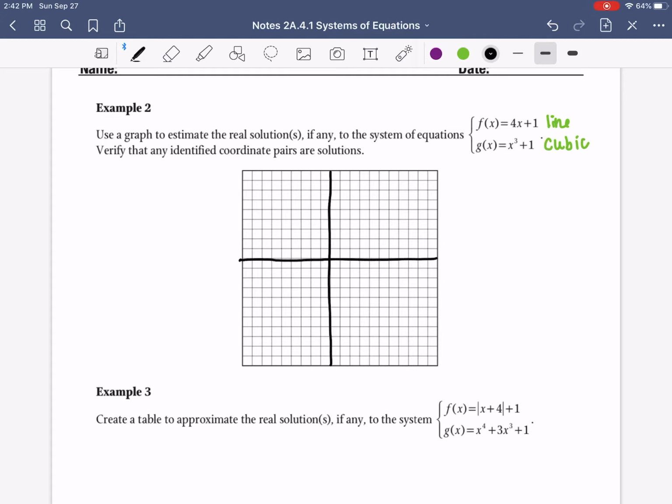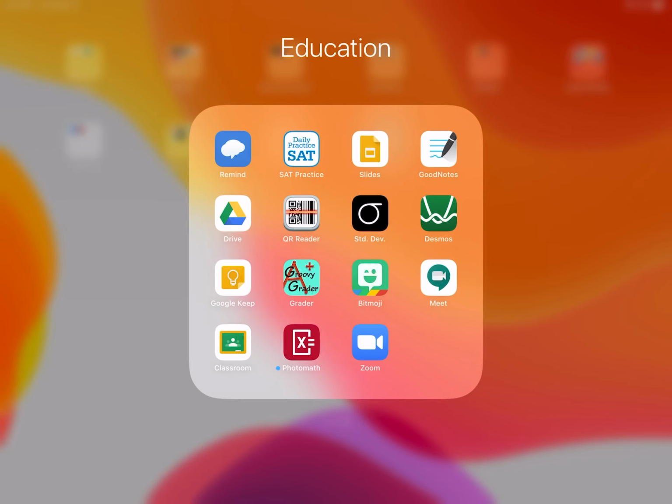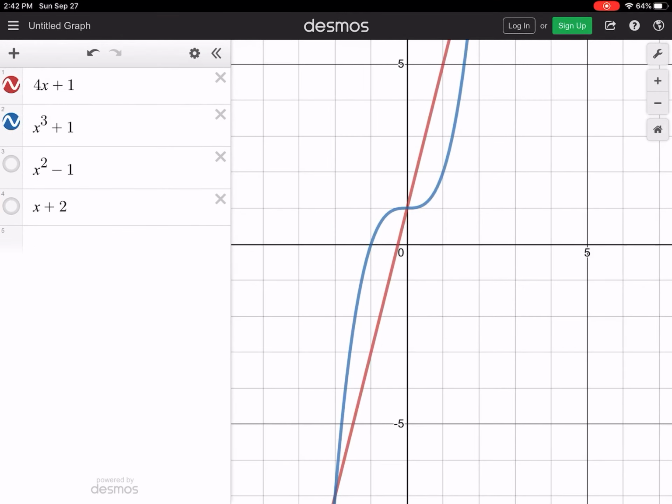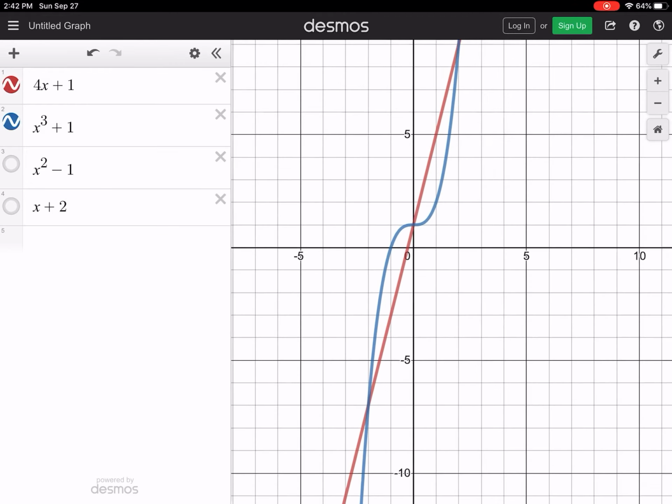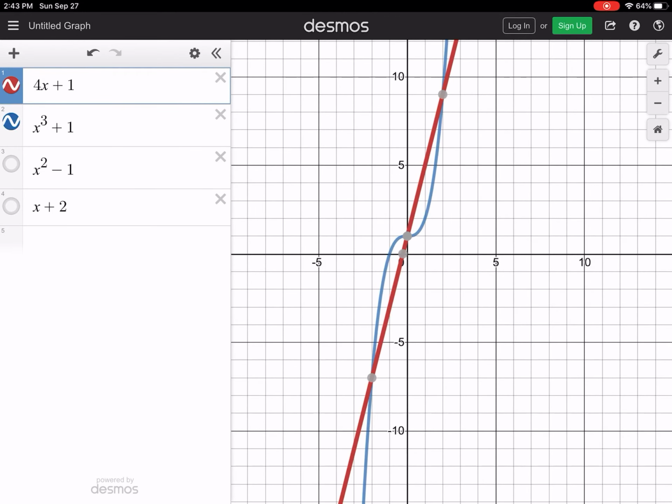Okay, so we're going to use Desmos. That is our preferred graphing calculator. So we're going to use Desmos.com. I have the app right here on my iPad. So when you graph them on Desmos, I already have them here. The red one is 4x plus 1, and the blue one is x cubed plus 1.